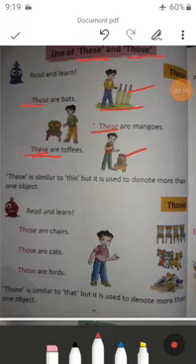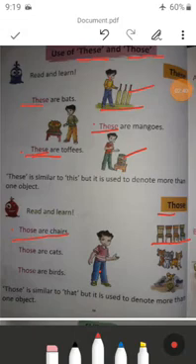Now we are going on to the use of those. You can see some pictures are given here. Some sentences are given here also. The first sentence is: Those are chairs. You can see those are chairs. All chairs are very far from him.